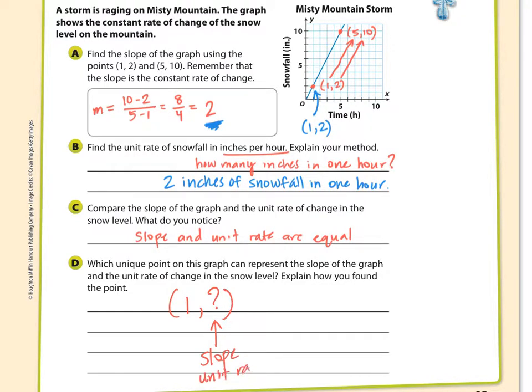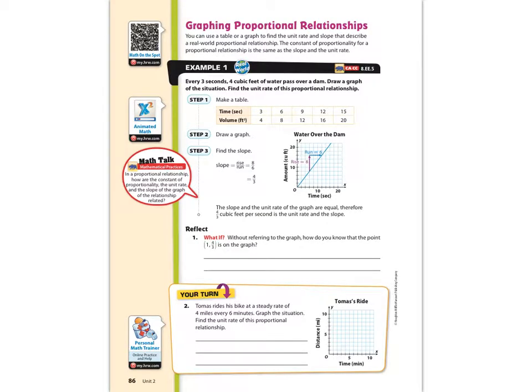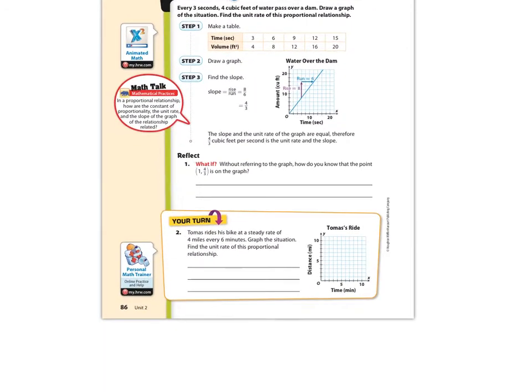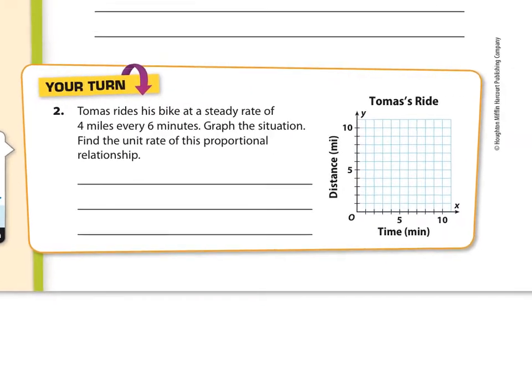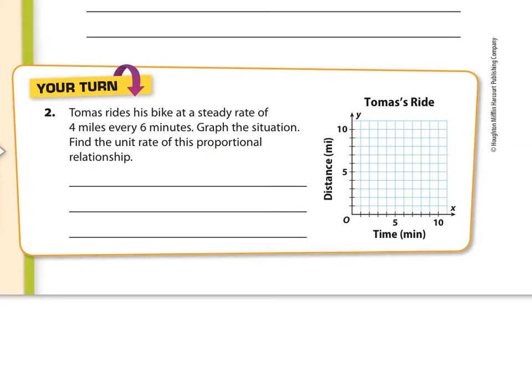Next page. Let's go ahead and do the your turn at the bottom. So we're graphing proportional relationships here. We're also going to find the unit rate. Tomas rides his bike at a steady rate of 4 miles every 6 minutes. We're going to graph it and find the unit rate of this proportional relationship.